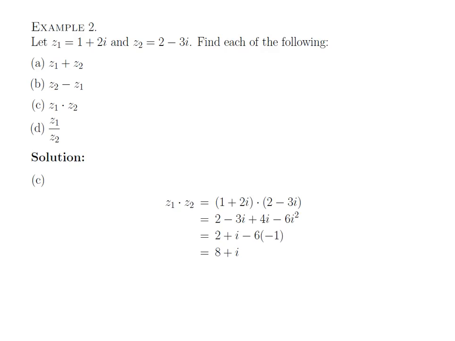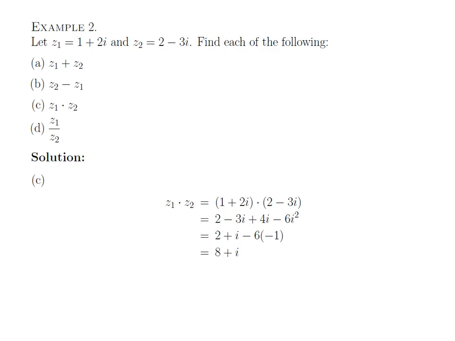Now the product. We just use ordinary rules of algebra to multiply out the product, 1 plus 2i times 2 minus 3i, and applying the distributive property twice, we get 1 times 2 is 2, and 1 times minus 3i is negative 3i, and then distributing the second term, 2i times 2 is 4i, and 2i times negative 3i is negative 6i squared.